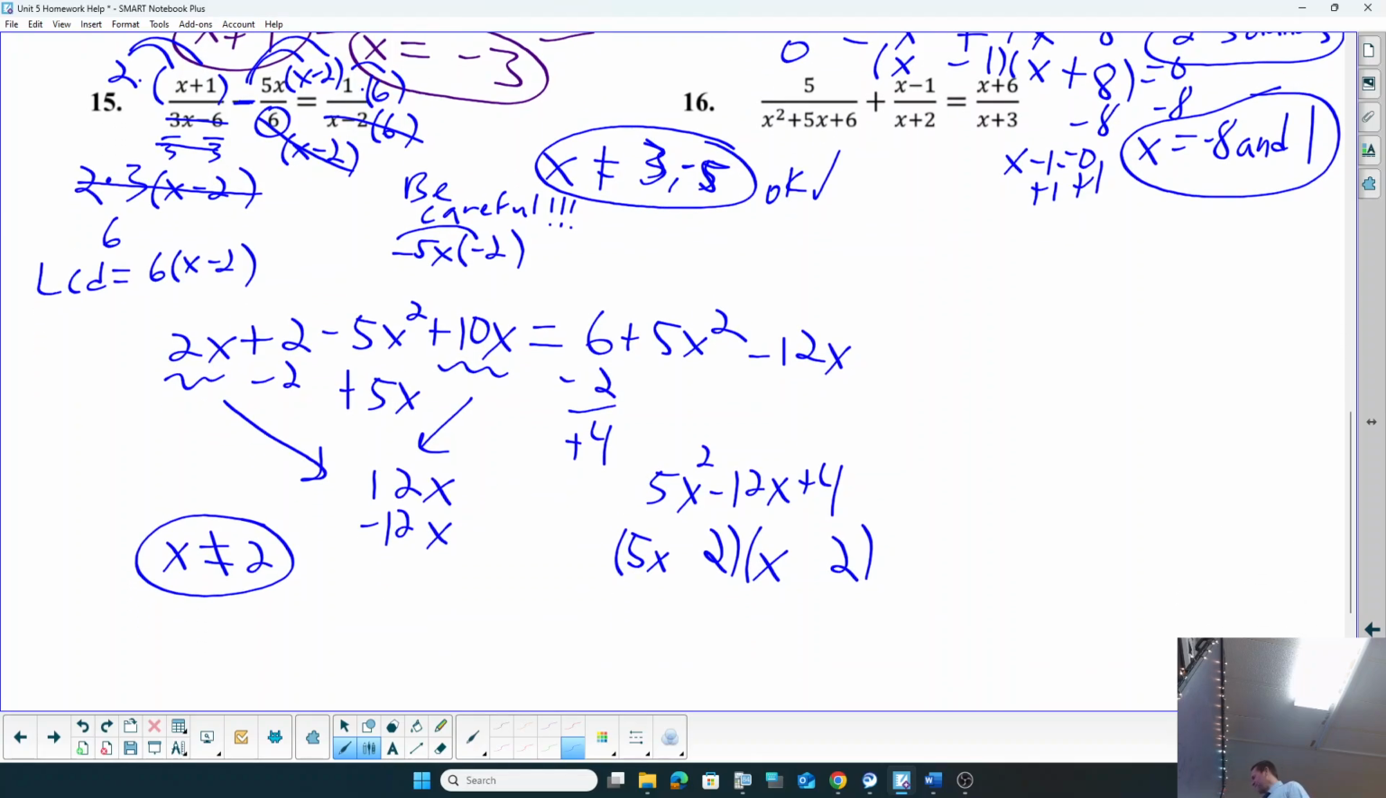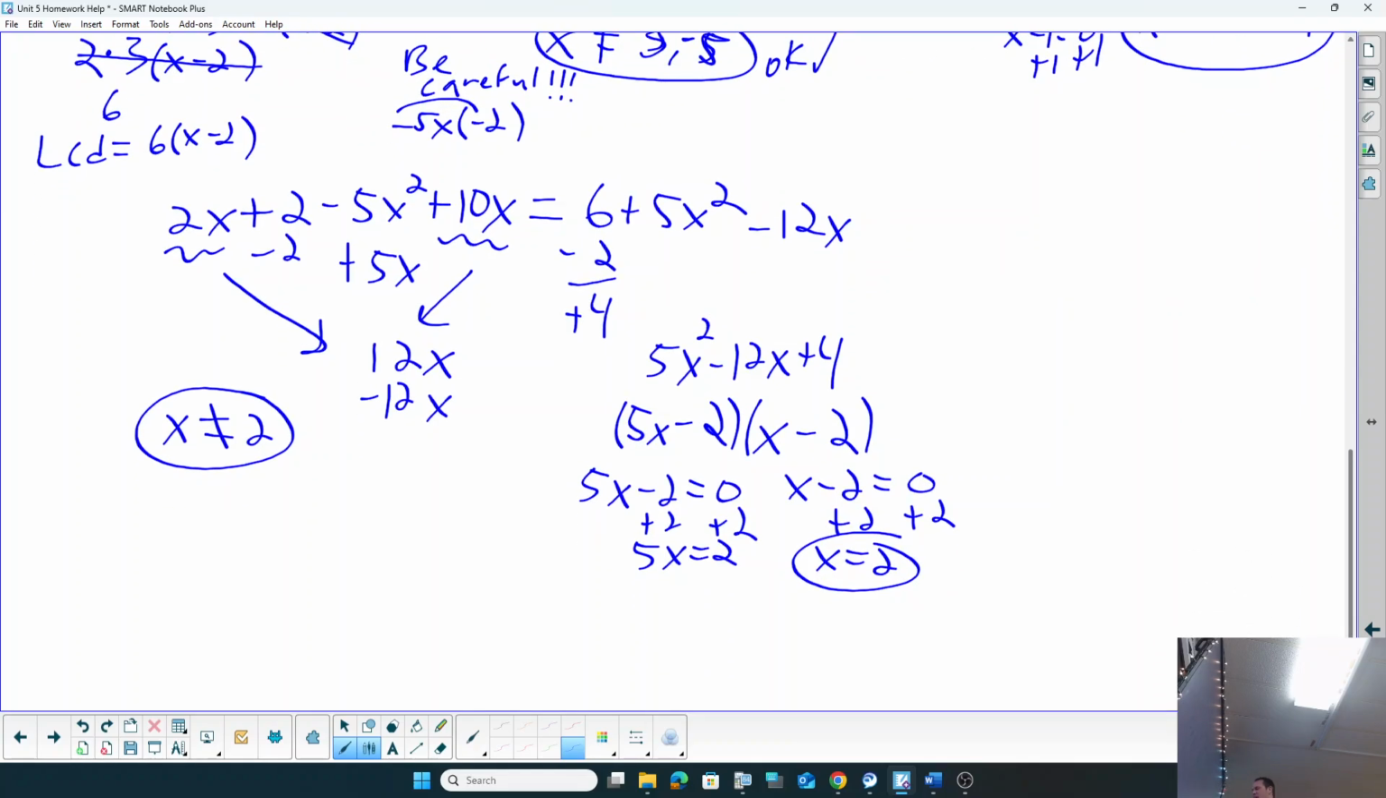So then the sign of the bigger term goes with the bigger number, but we need negative 2 more. And so there's our answer. So we get 5x minus 2 is equal to 0, and x minus 2 is equal to 0. We add 2 to the other side. Hey look, we got two solutions.